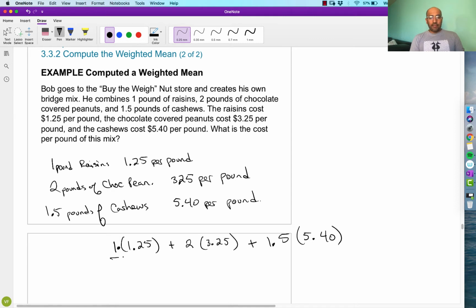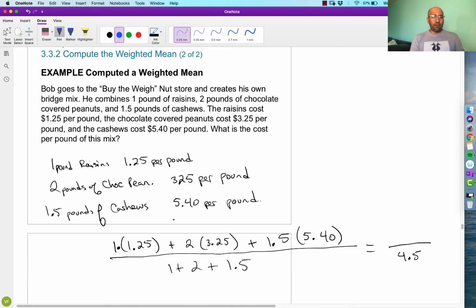And at the end of the day, how many pounds of this mix do you have? Well, you bring in these weights. So we do 1 plus 2 plus 1.5. In the denominator, you'll end up getting 4.5. So you're going to end up with 4.5 pounds of this mixture. And how much money did you spend total? Well, we spent $1.25 on this.